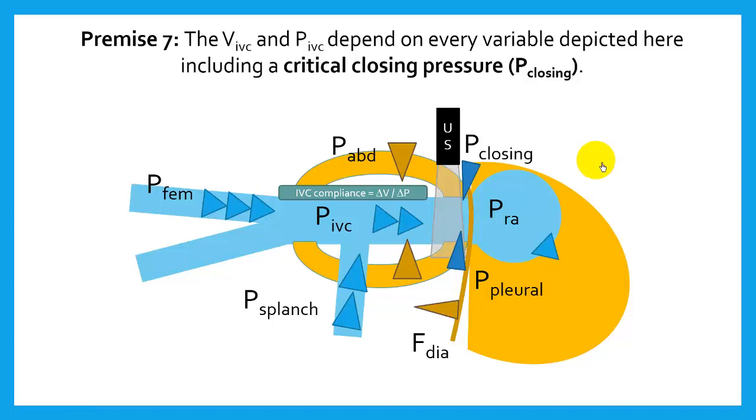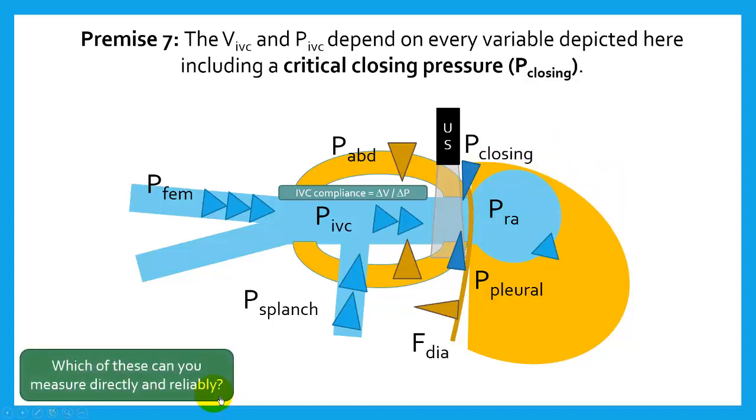So this is probably why IVC ultrasound in a lot of ICU patients isn't as helpful as you might have thought, because there are so many variables here and it's difficult to measure these. In fact, which of these can you actually measure directly and reliably and continuously in the ICU? Well, not a lot of these, right? We don't measure pleural pressures very frequently. At least in my ICU, we're not putting esophageal manometers down. We're not regularly transducing intra-abdominal pressure, but we could through Foley, obviously.